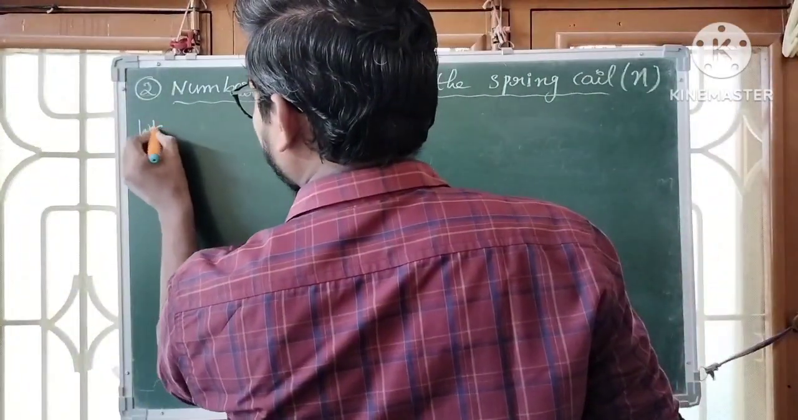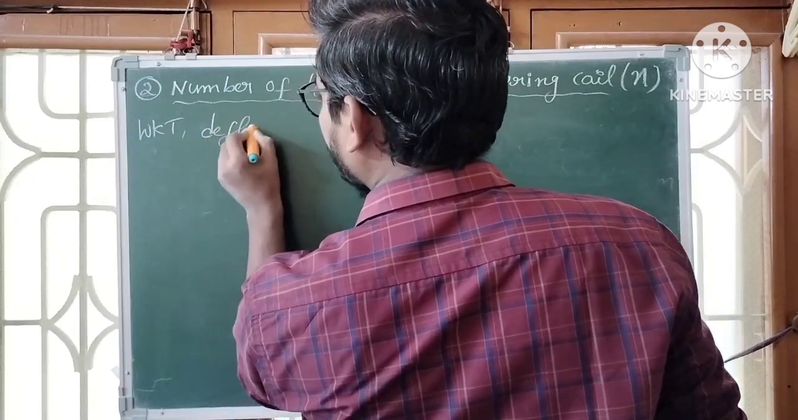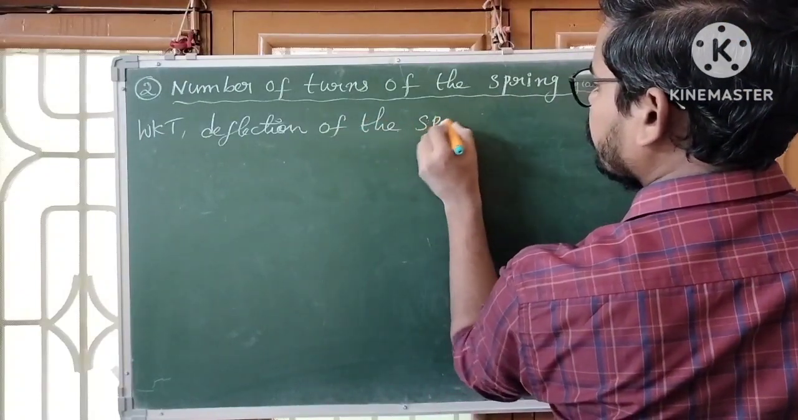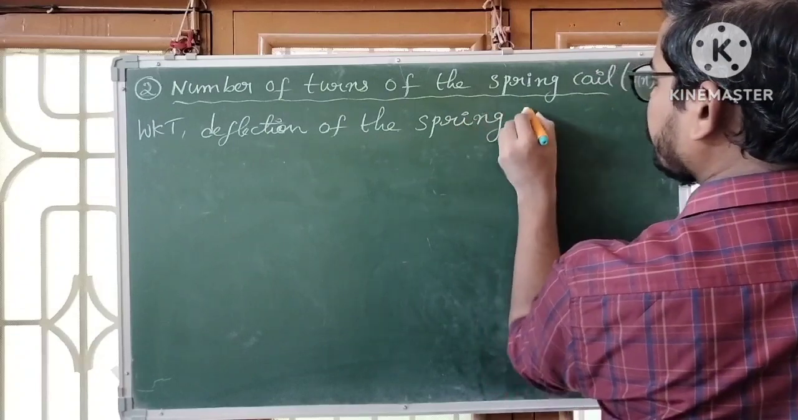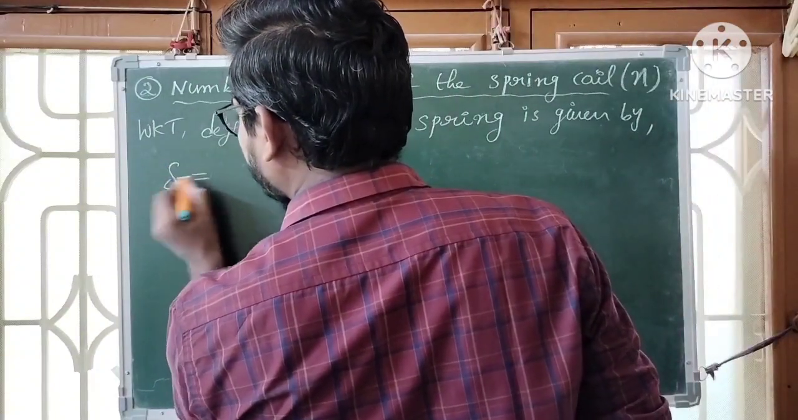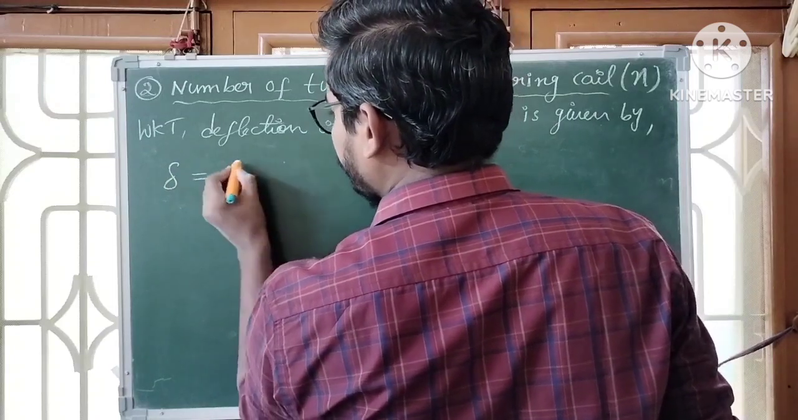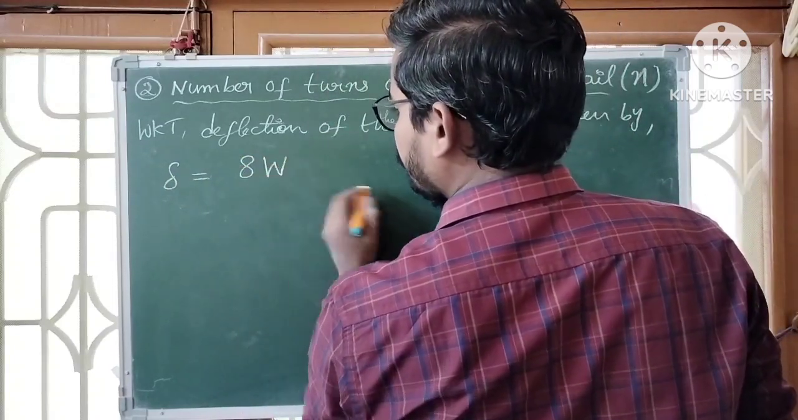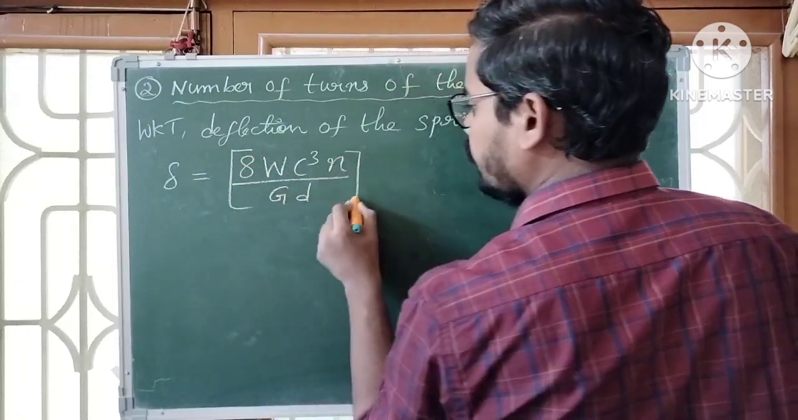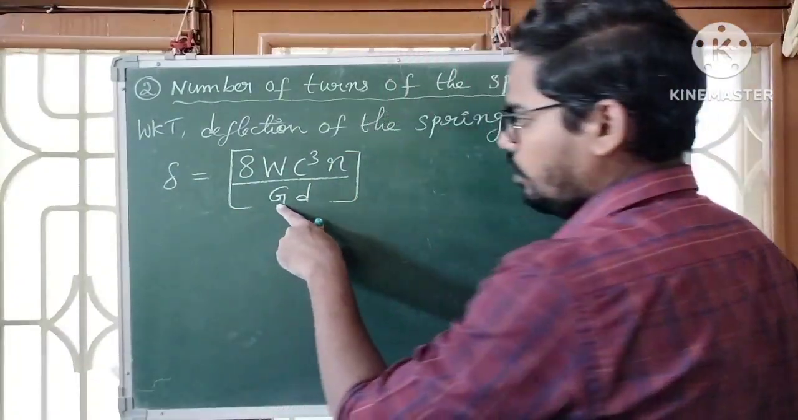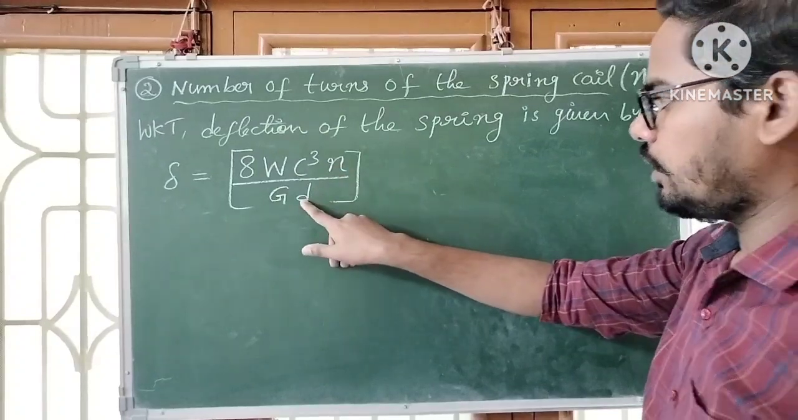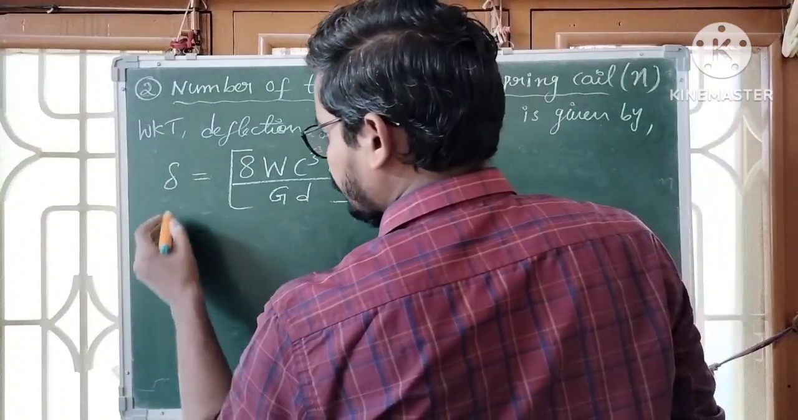So we know that the deflection of the spring is given by delta equal to 8W C cube n by G d, where G is called the shear modulus or modulus of rigidity, W is the load, C is the spring index, n is the number of turns, and small d is the wire diameter. So delta means deflection.